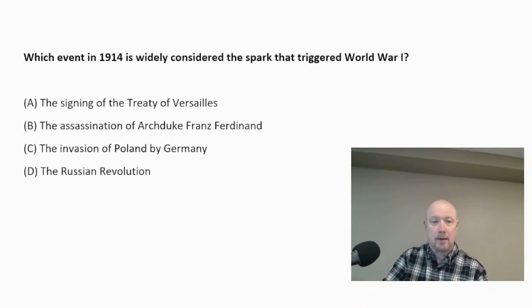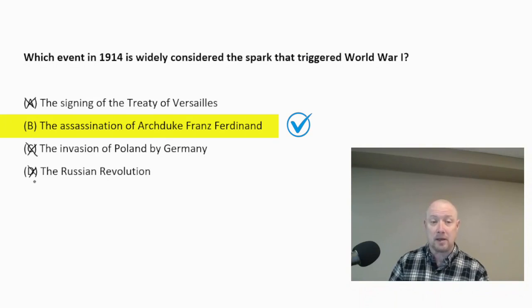Well, choice A is eliminated because this ended World War I, the signing of the Treaty of Versailles. The invasion of Poland by Germany, choice C, is eliminated because that was one of the events in World War II. Choice D, the Russian Revolution, was something contained within Russia, so this was not a world war. So choice D is eliminated. And the correct answer here is the assassination of Archduke Franz Ferdinand by a Serbian national. So choice B is the correct answer.